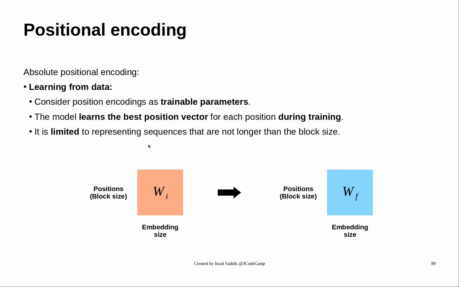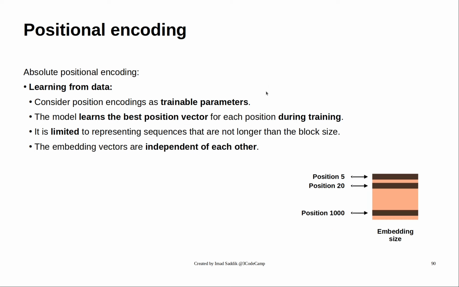It does not generalize to longer sequences than what it was trained on. And in this case, it's block size. So if you decide to use sentences that are longer than block size, this method will not work. Another issue is that each position is learned independently. So the model does not know that position 5 comes before position 20 because there is no relationship between them. If you shuffle the tokens in the input sequence, the model won't notice anything is wrong. That's a weakness of this approach.